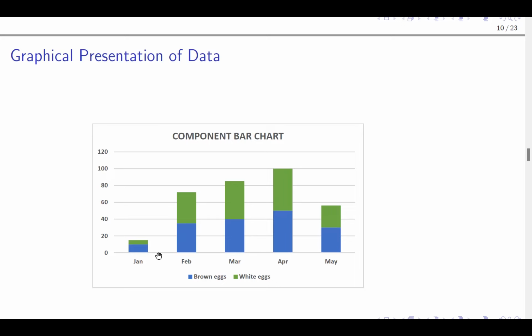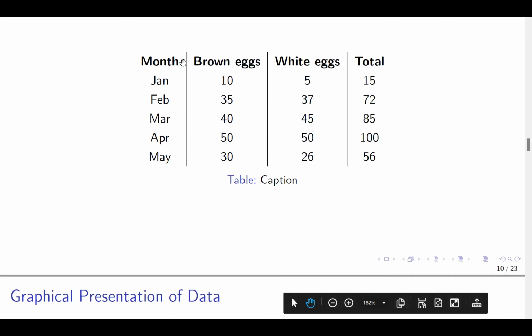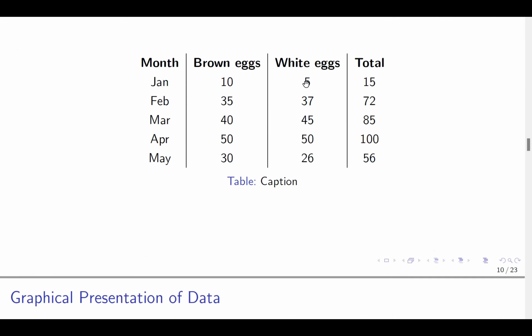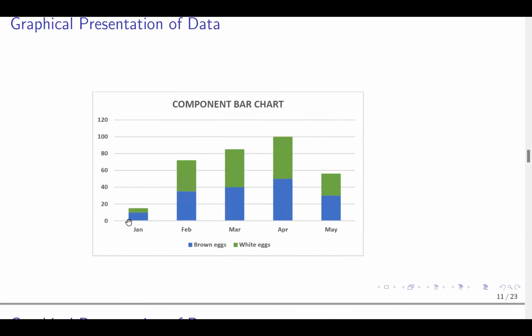So in this particular chart, you see the brown eggs are in the blue section, white eggs are in green. For the month of January, brown eggs were 10, white eggs were 5, total were 15. So you're looking at this chart alone. If you do your vertical labeling well, you can see that in January, brown eggs were just in the middle of 0 and 20, that's 10. And then this small green is from 10 to, it's just in the middle of 10 and 20, which is 5. So indeed, you can tell that there are 5 white eggs and then 10 brown eggs.